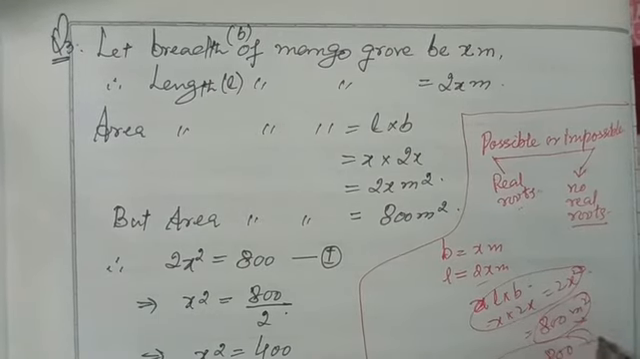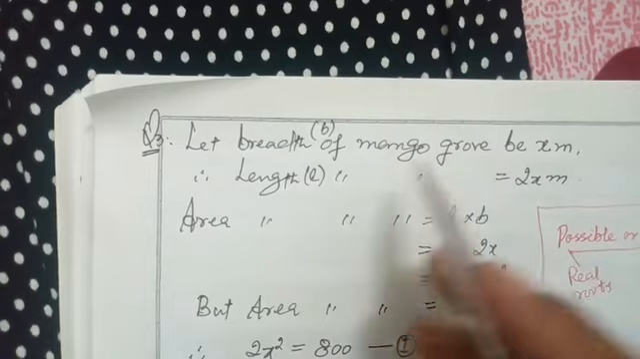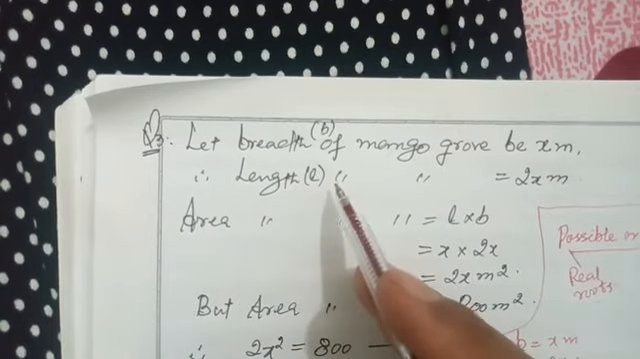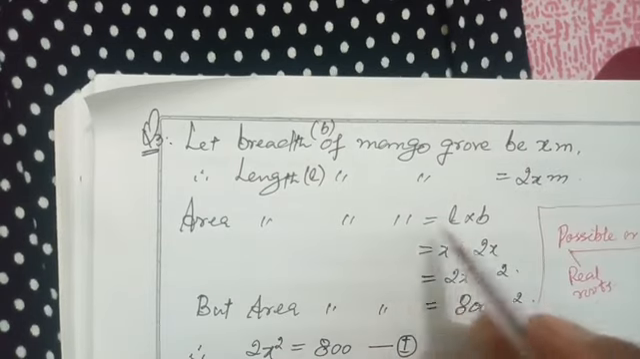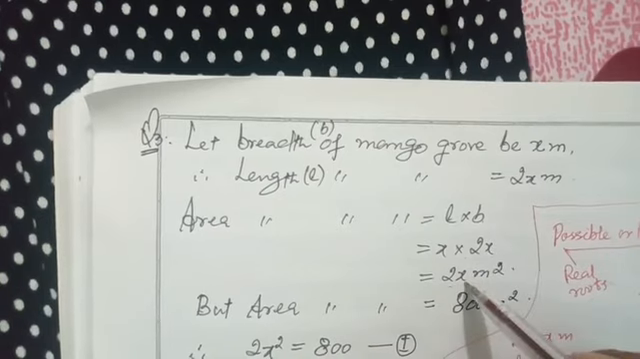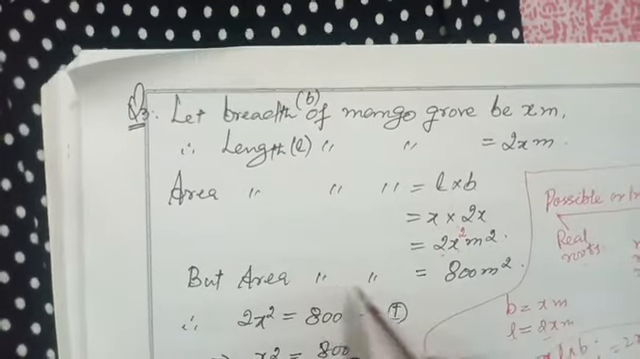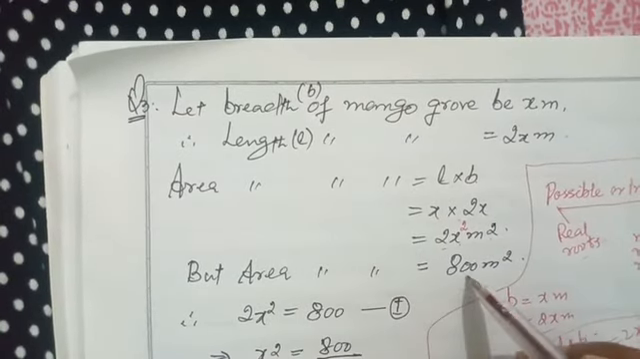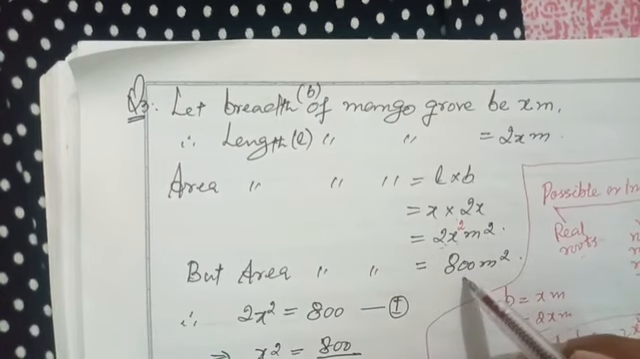Here this is the quadratic equation. We can find the values. Now look at the solution. Let the breadth of the mango grove be x meter. Therefore length L of the mango grove is equal to 2x, as it's twice. Area is length into breadth, that's x into 2x, that's 2x square meter square. But the area of the mango grove is 800 meters square, it's given. Therefore this 2x square will be equal to 800 because they are the same.